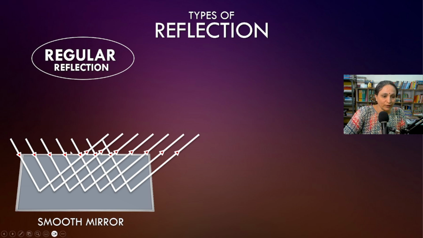The rays which are falling parallel to each other, after falling on the mirror, all the reflected rays are also parallel to each other. This happens when the mirror is smooth, and the reflection is called regular reflection.